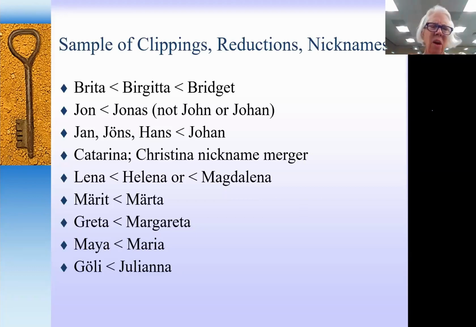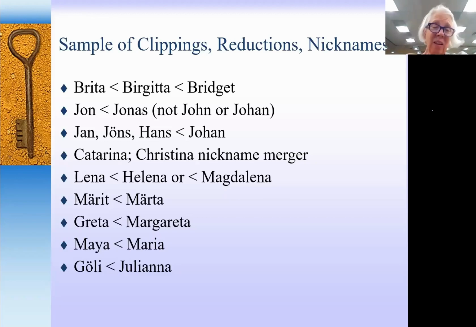In some places I've seen Katarina, which has multiple variations, merge with Christina nicknames and clippings. So for example, somebody might be named Dina or Tina, and you don't know if it's coming from Katarina with a T in the middle, or if it's coming from Christina with a T before the Ina. So sometimes that'll happen. Lena can either come from Helena or from Magdalena. And hopefully you have a mother's mother or a father's mother that can help you to discern whether that Lena is from a Magdalena or a Helena.